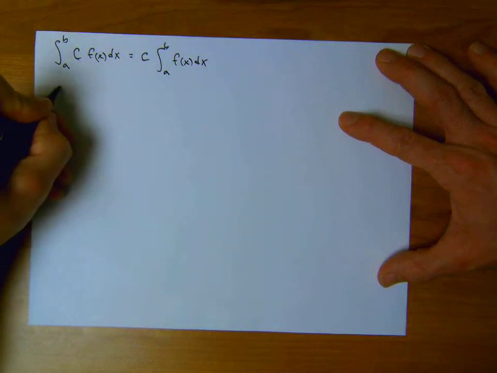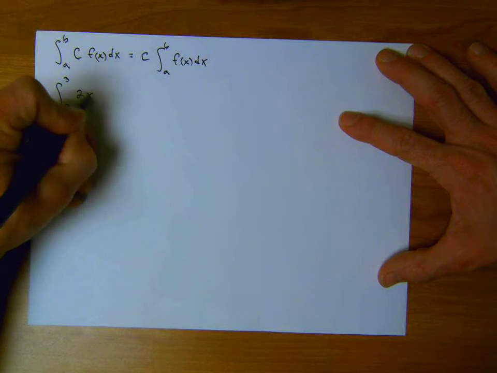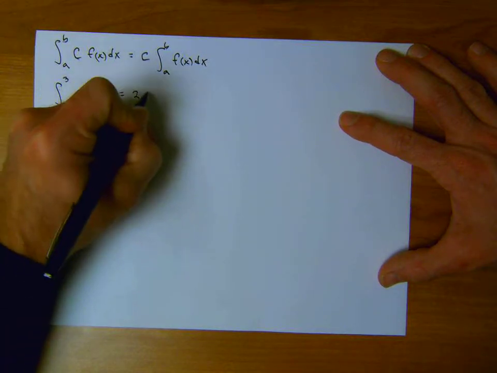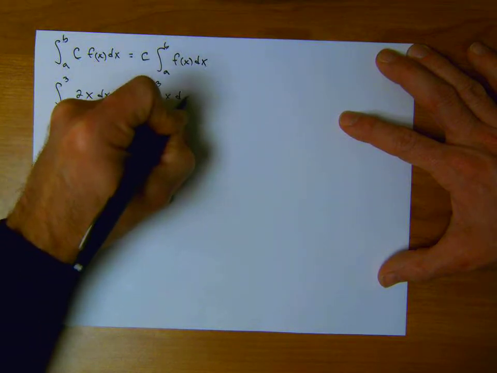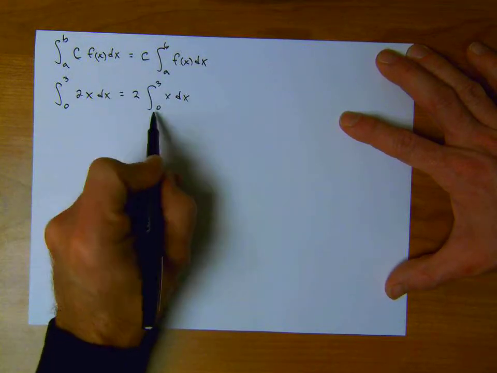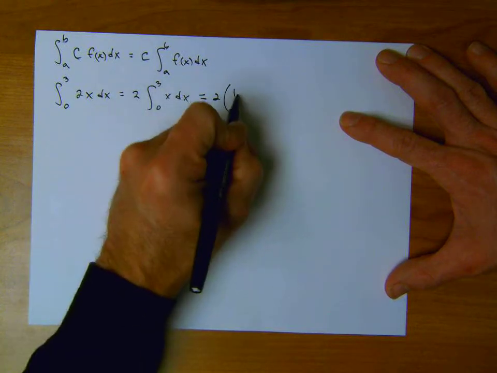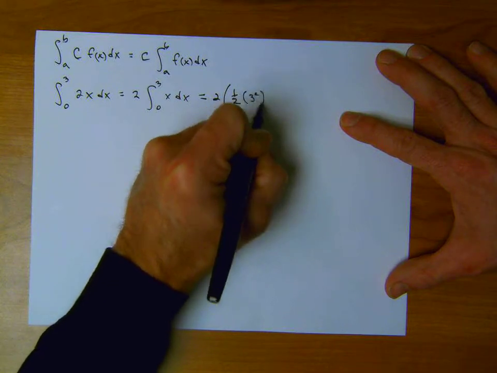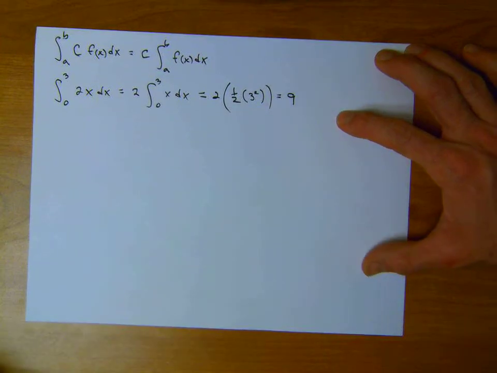So a quick example of that, if we go from 0 to 3 of 2x dx, well, that's the same as 2 times the integral from 0 to 3 of x dx. Again, using the same property we did before, so this is 2 times 1/2 times 3 squared. Well, 2 times 1/2 is just 1, so that just gives us 9.